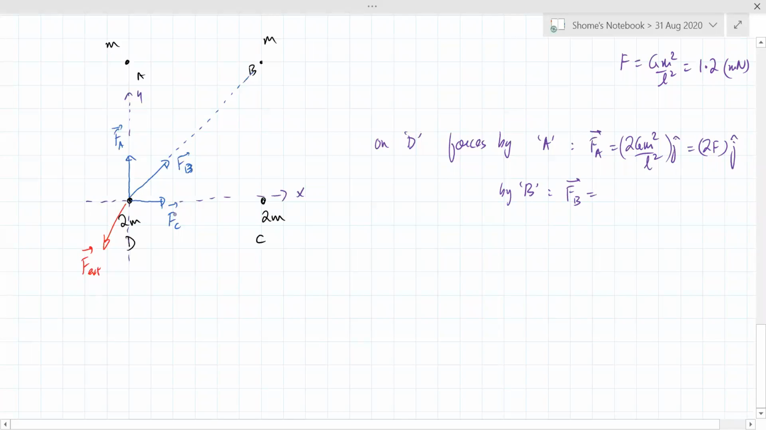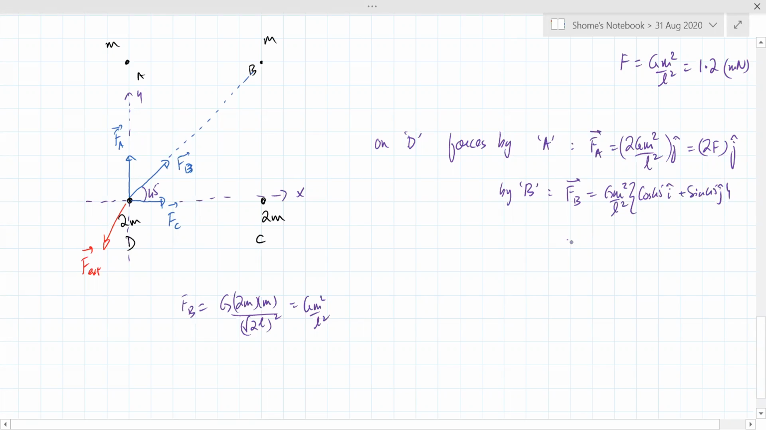that will be how much now? You can see the magnitude of the force applied by B will be again G into 2m into m over root 2 L square. It's the same, Gm square by L square, but this angle is 45. Okay. So again it is Gm square by L square into cos 45 degrees I cap plus sine 45 degrees J cap.